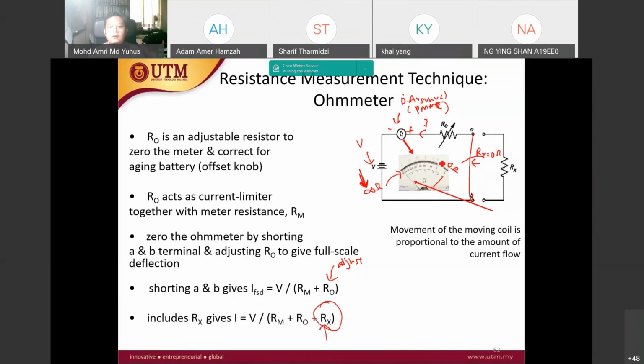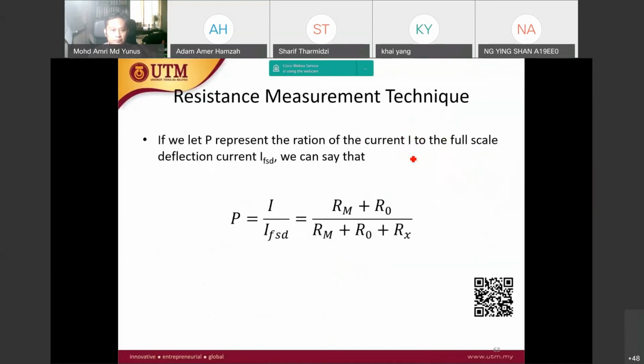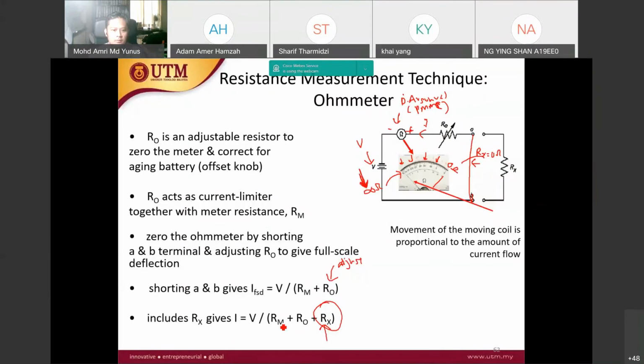Before we continue, we need to put the range, the scale value. What is the range of resistance on the scale? That is done by calibration. If we let P represent the ratio of current to the full scale deflection, we can say P equals I over IFSD. I is from here.